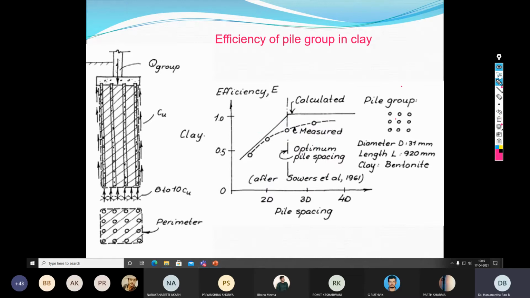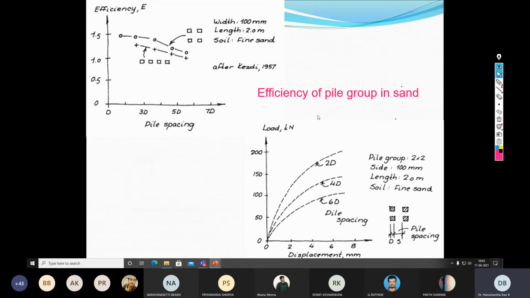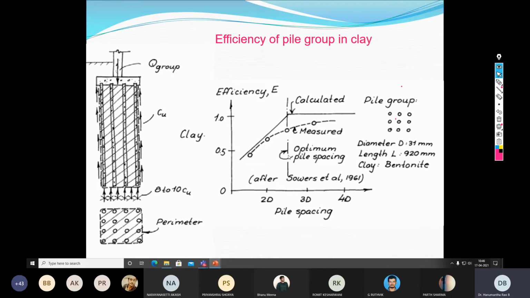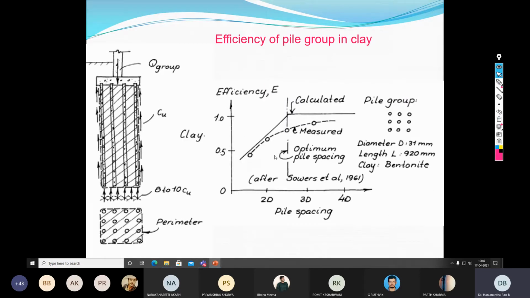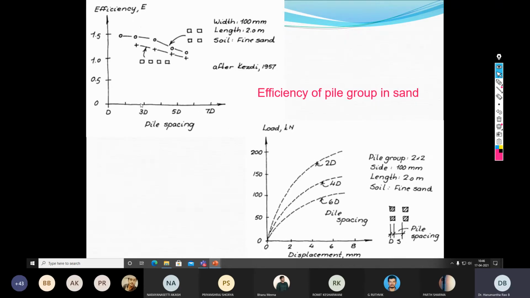Similarly, in the case of sand, this is what happens. In the case of clay, as you increase the spacing D, the efficiency increases. But in the case of sand, as you increase the spacing, the pile group efficiency decreases. So this is the difference between the behavior of sand and the behavior of clay in a pile group. Again I repeat, in clay, as you increase the spacing, the pile group efficiency increases. In sand, as you increase the pile spacing, the efficiency decreases.